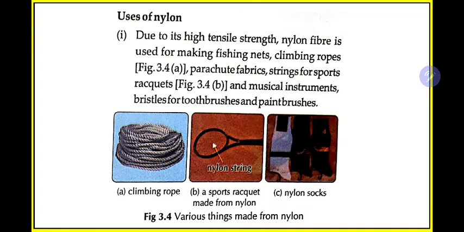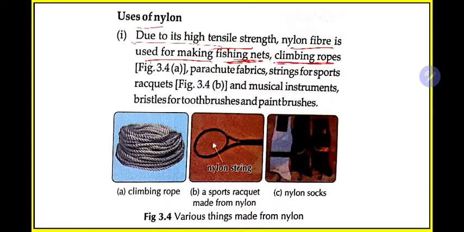So what are the different uses of nylon? First, due to high tensile strength. So what is tensile? Stretch capacity. You can stretch it. So due to high tensile strength, nylon fiber is used for making fishing nets. All fishing nets we have seen are made from nylon.